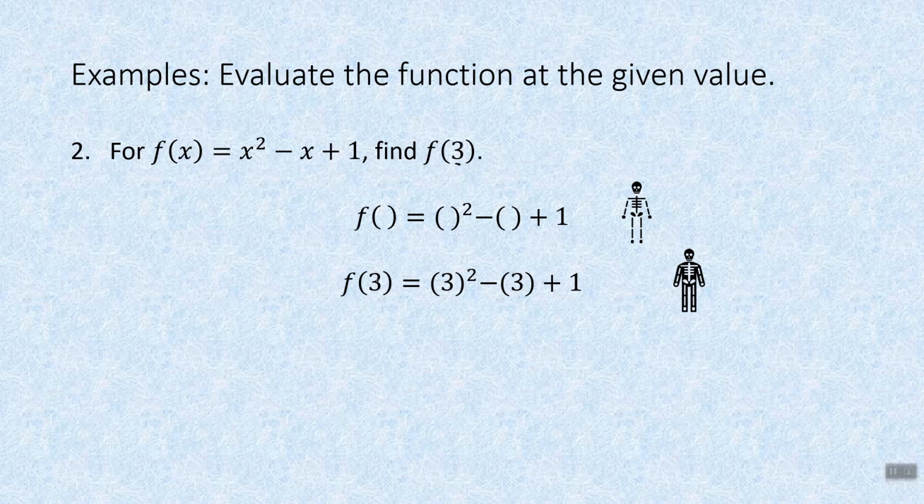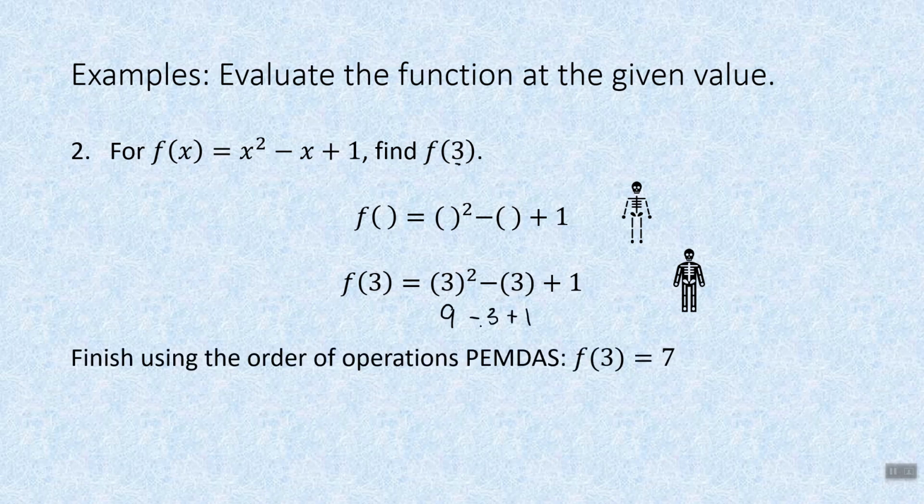Now we'll put in that 3. This time I didn't put it in color because you don't need it in color all the time, right? We want 3. So we put 3 inside the parentheses, everywhere we see parentheses. And now we'll complete our order of operations. We have a 9 minus 3 plus 1. And we can do that. 9 minus 3 is 6. Plus 1 to get us to our 7.